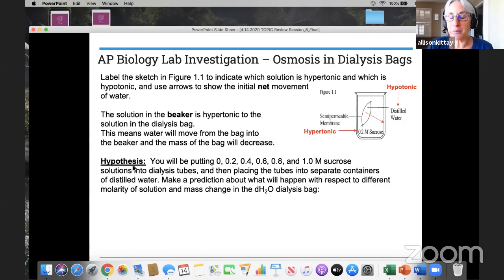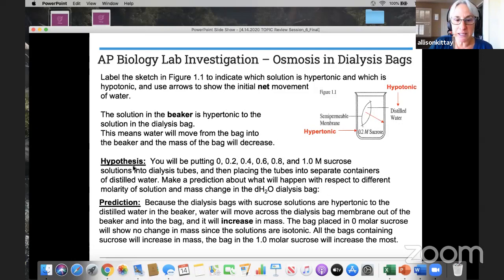Okay, now make a prediction about what's going to happen in each of the bags that do contain sucrose, starting with the 0.2 and working your way up to the 0.1. Okay. So because the dialysis bags with sucrose solutions are hypertonic to the distilled water in the beaker, water is going to move across the dialysis bag membrane out of the beaker and into the bag. And that means that the bag will increase in mass.